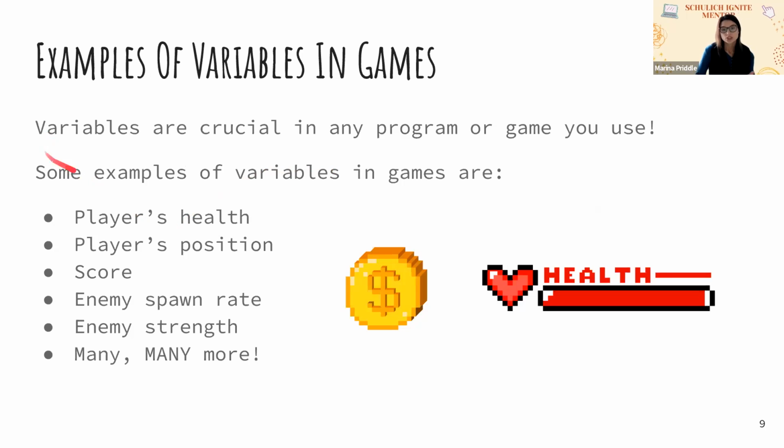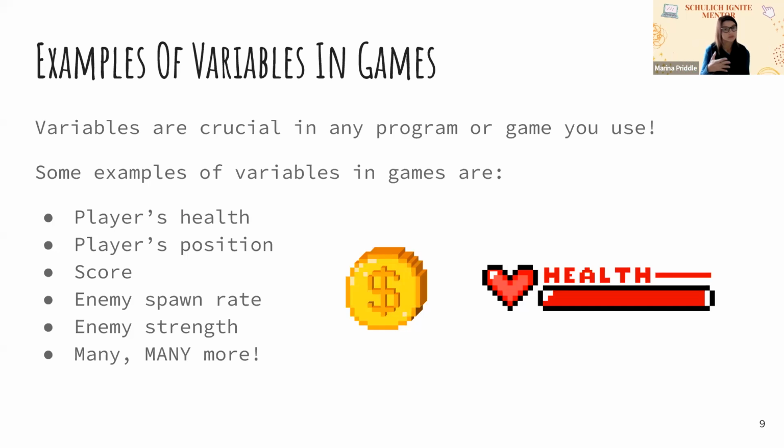So variables are crucial in any program or game, for example. For those of you who are very much into gaming, you are all probably well aware of the player's health, player's position, score, and so forth. So for example, in order to track your health as a player, you need to know how many hearts you have, or like the bar, what's the percentage of your health. So that health is in fact a variable, and it's changing.